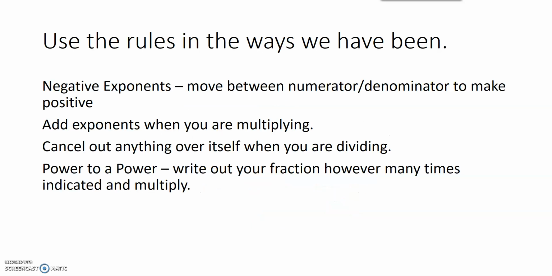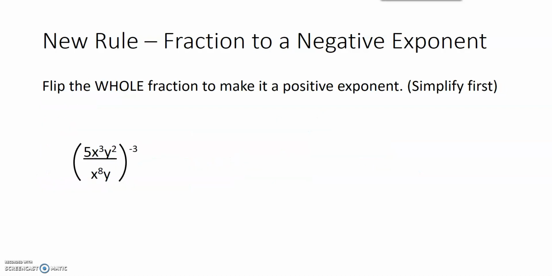We're going to talk about how to figure that out. Okay, so really, everything we've done so far, you're going to continue to do. We use the rules in the ways that we have been. Negative exponents move between the numerator and the denominator to make an exponent positive, depending on where it's at. You add exponents if you're multiplying. If you're dividing, you're going to cancel out anything over itself, making it into a 1. And then if it's a power to a power, this one's important. Power to a power, you write your fraction or whatever you have, however many times it's indicated, and then multiply them, back up here to the adding, them together. So that one is going to show up for sure.